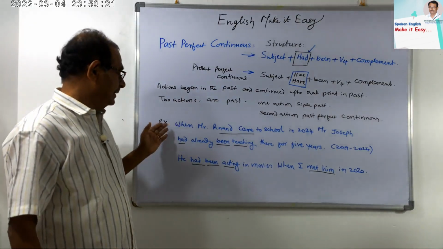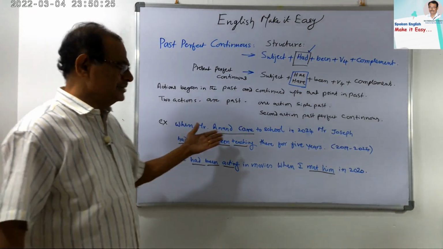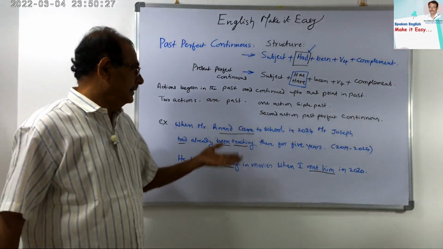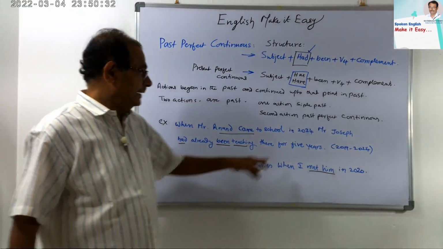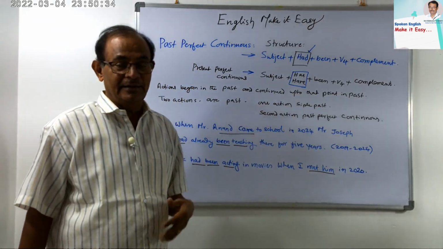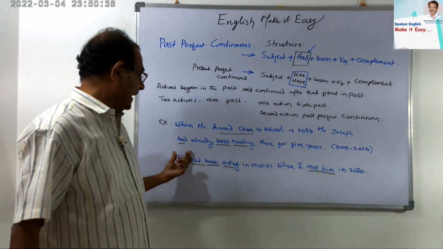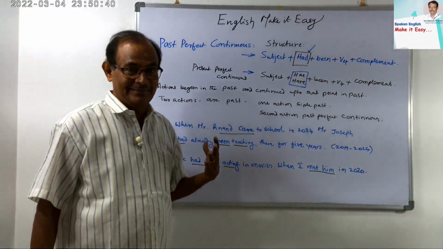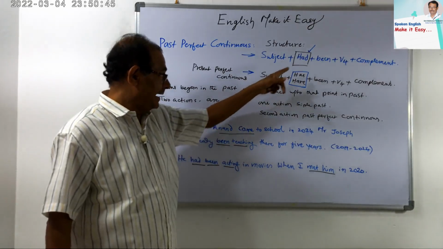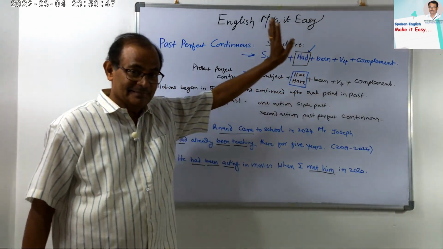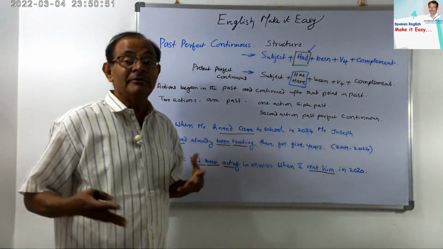See here, when Mr. Anand came to school, he joined school. Came or joined? When Mr. Anand joined school in 2024, and Mr. Joseph, he is a very excellent lecturer in math, so Mr. Joseph had already been teaching. Yes, see here, past perfect continuous, had been teaching. Yes, structure tallied. So, had already been teaching there for 5 years.